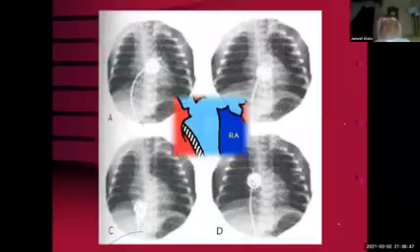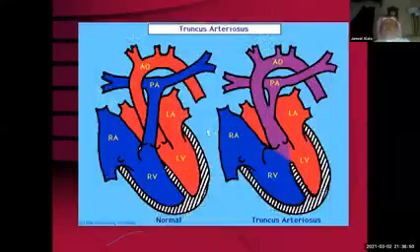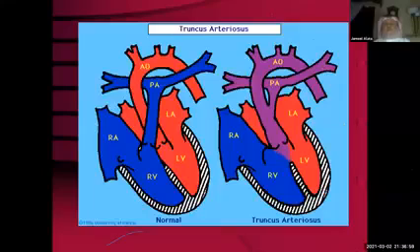Going now from TGA to truncus arteriosus, another type of cyanotic heart disease with increased pulmonary blood flow. Here, the major difference between TGA and truncus, although they share the common part of increased pulmonary blood flow, is that all the blood coming from the LV and the RV has to go through the VSD, through the aortic valve, and then to the pulmonary artery and the aorta. So what do we call this? We call this excellent mixing.